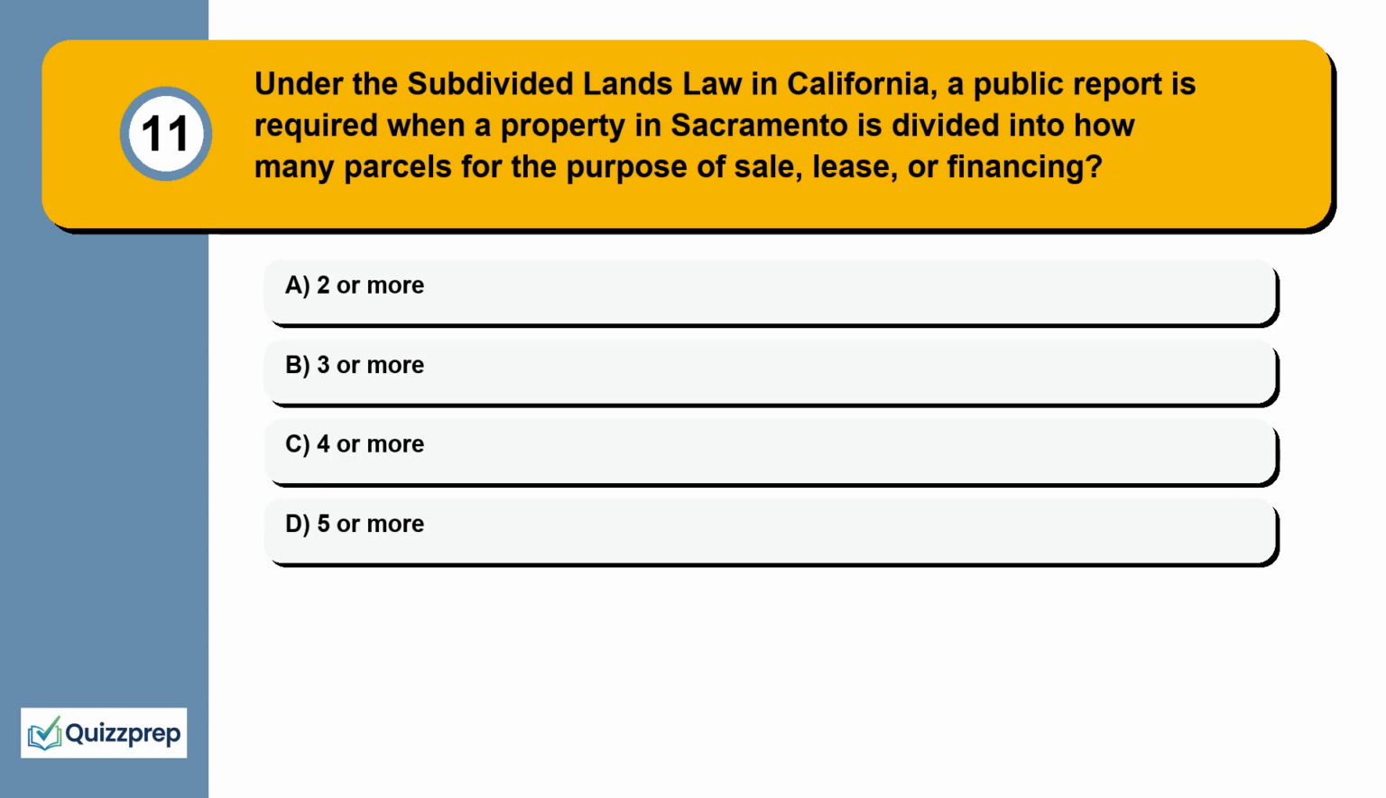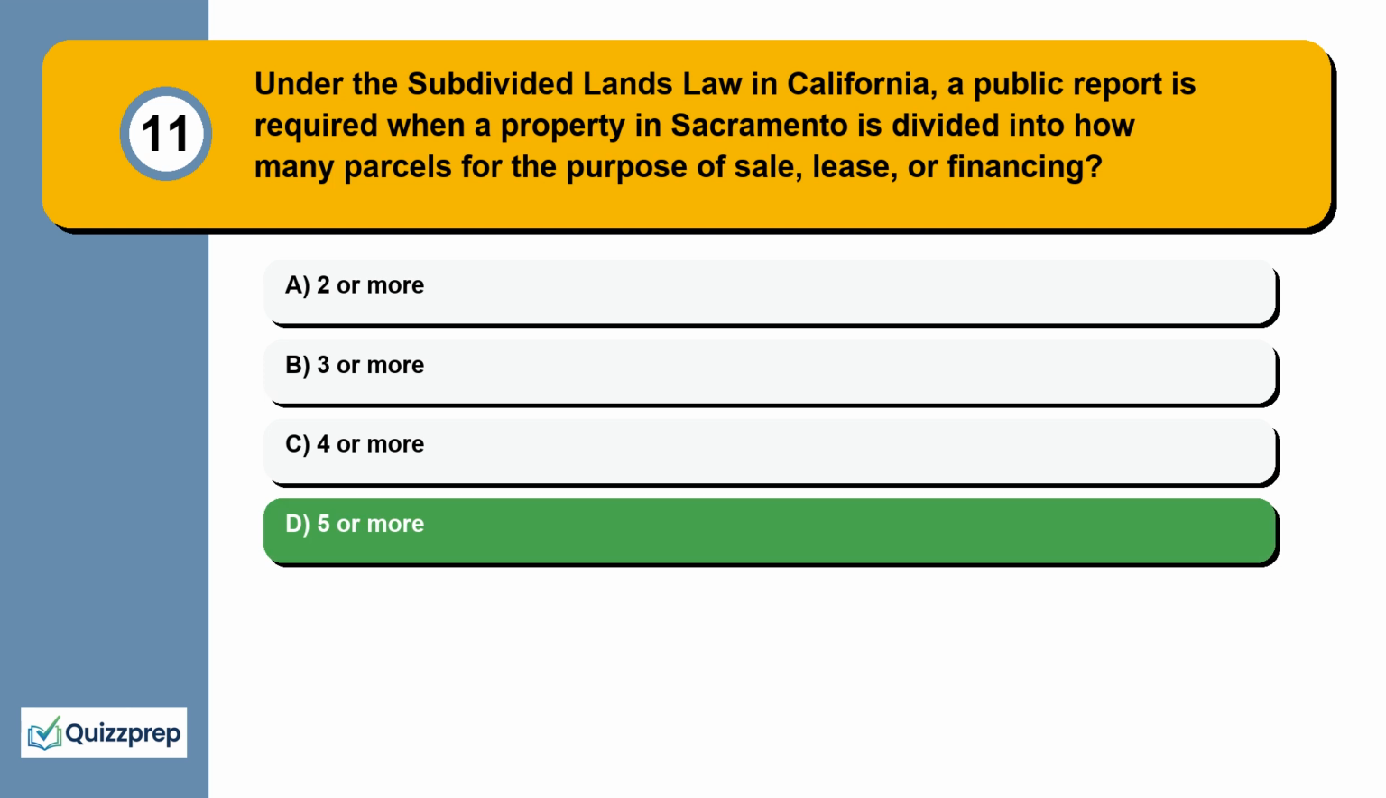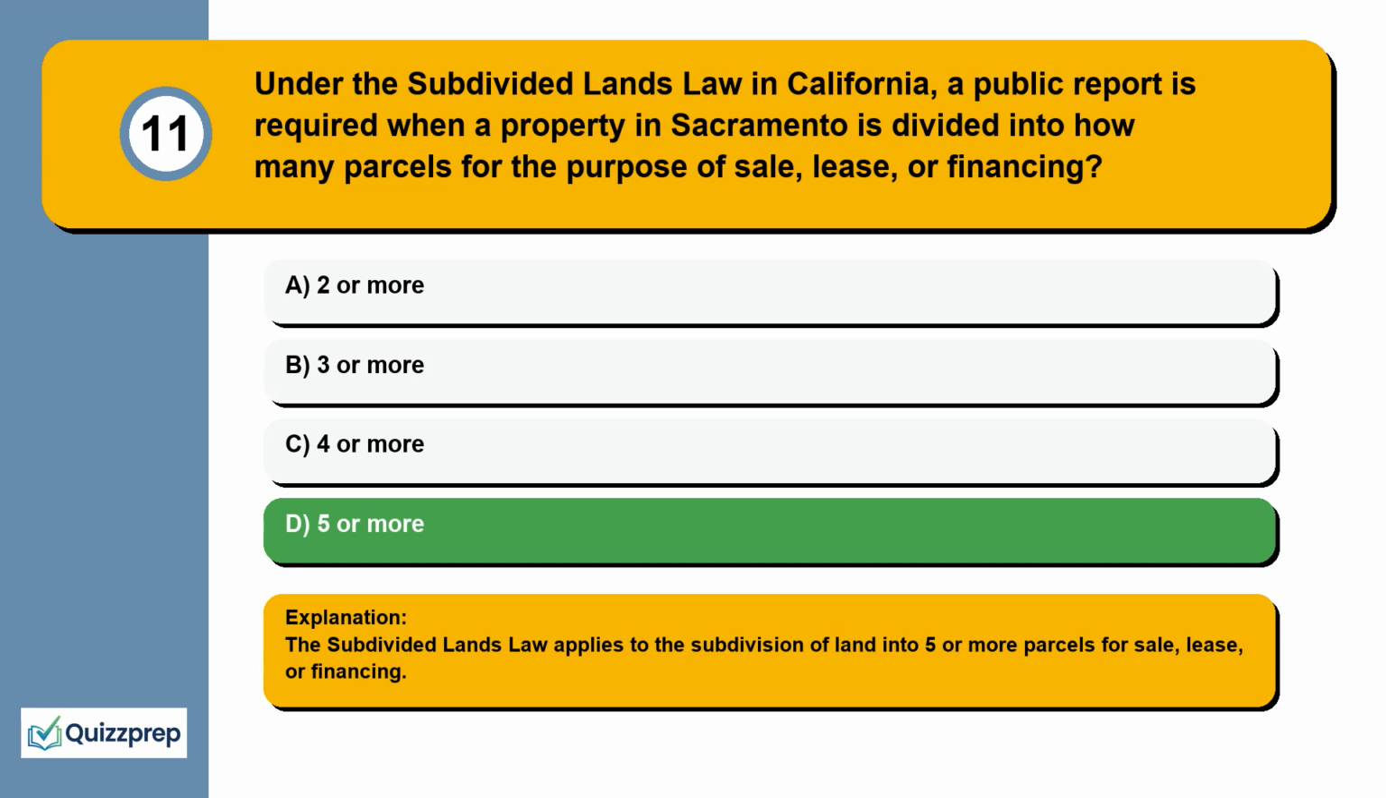Question 11. Under the subdivided lands law in California, a public report is required when a property in Sacramento is divided into how many parcels for the purpose of sale, lease, or financing? 2 or more, 3 or more, 4 or more, 5 or more. The subdivided lands law applies to the subdivision of land into 5 or more parcels for sale, lease, or financing.